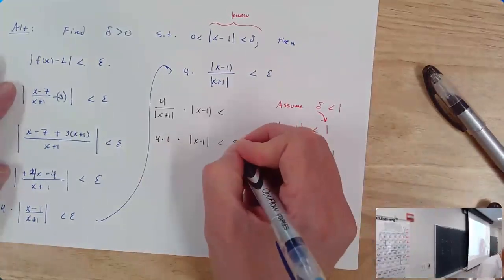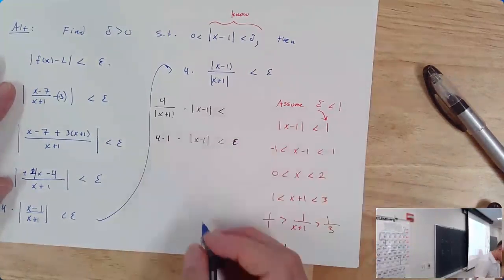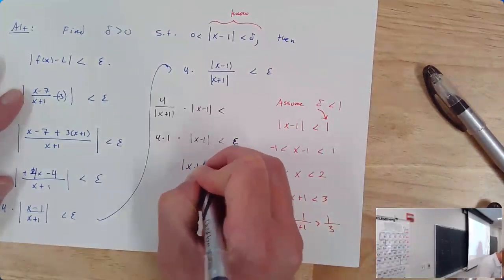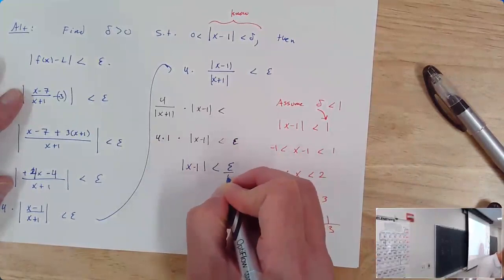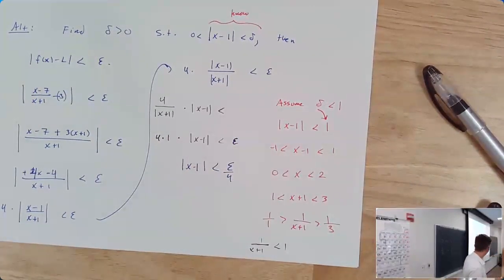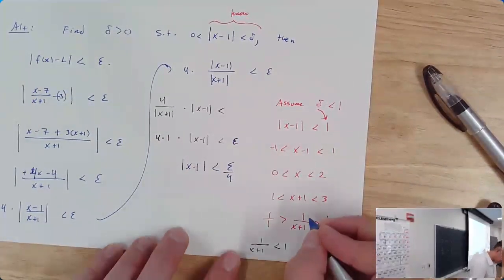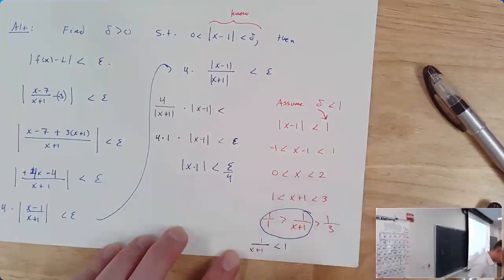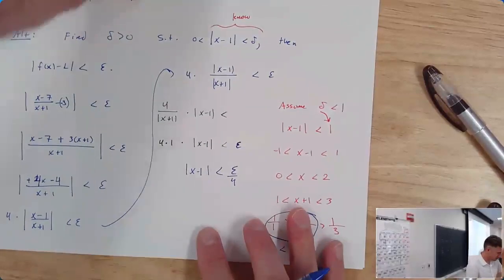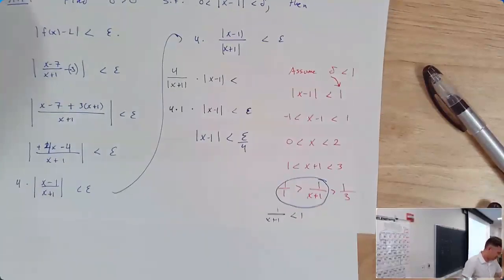Let's not throw those away. It seems wasteful. So then the absolute value of x minus 1 is going to be less than epsilon over 4. From that. So let me spell it out a little bit more. I guess I should have written it like this.